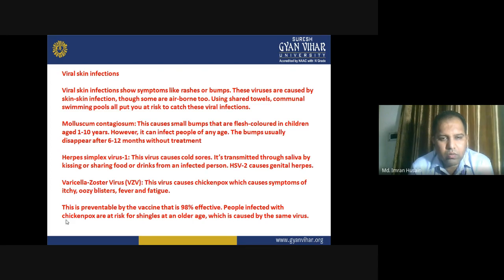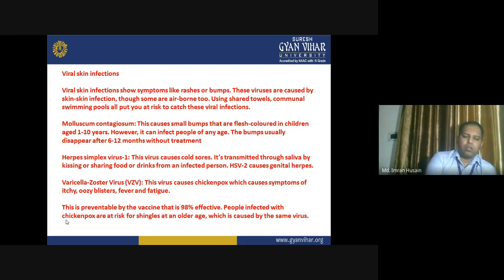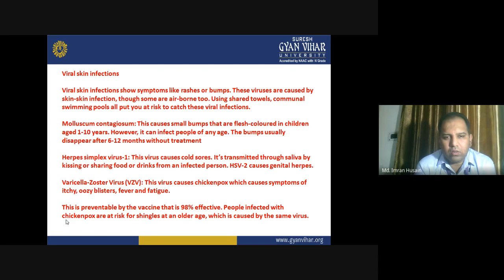Varicella zoster virus, VZV, causes chickenpox, with symptoms of itchy, oozy blisters, fever and fatigue. The person experiences blisters, fever and fatigue. This is preventable by a vaccine that is 98% effective. People infected with chickenpox are at risk of shingles at an older age, which is caused by the same virus.